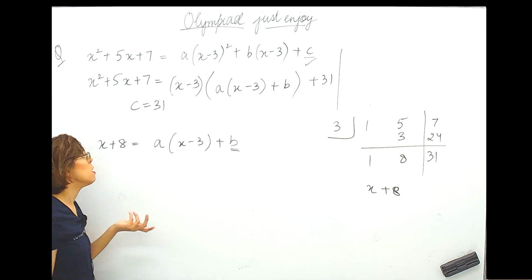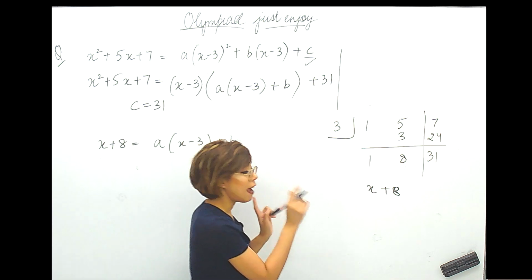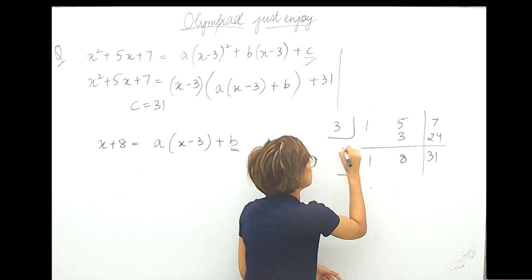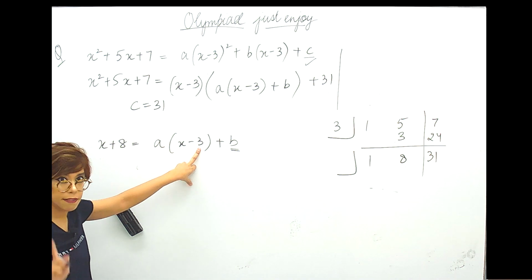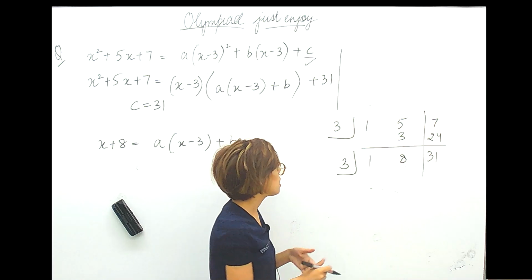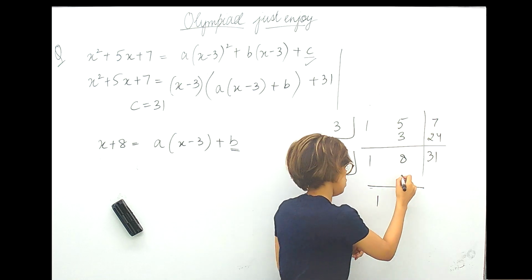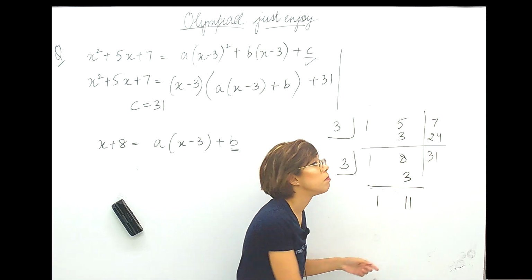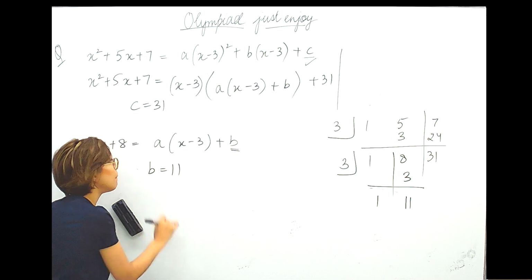So let's find it. So again, what do I do now? Now I have 1 and 8. In fact, this will help us out. 1 and 8 are right here, right? So I make it right here. Just look at it, right? Now here it was x minus 3, the factor minus 3. That means 3 will come here, right? So 1 as it is. Then 3 into 1, that is 3. Then add the 8, that is 11. Remainder turns out to be 11. So b is 11 now.